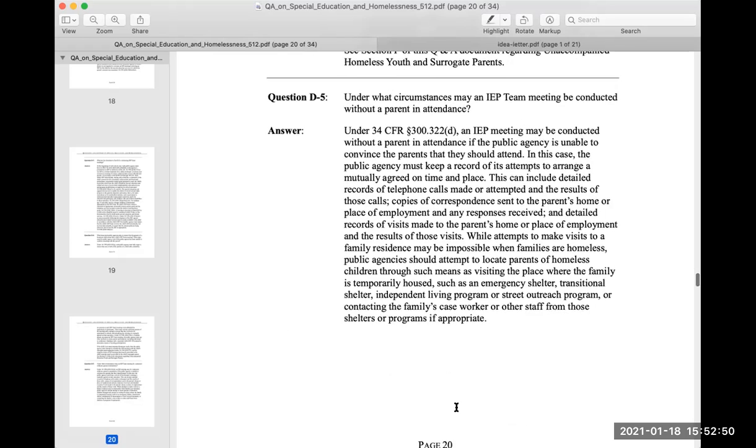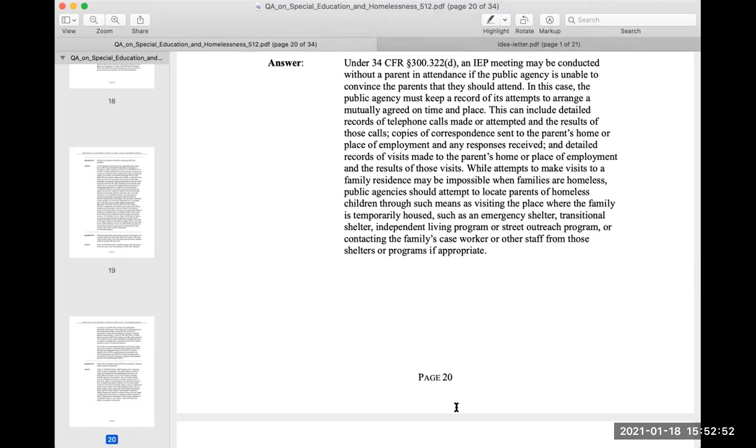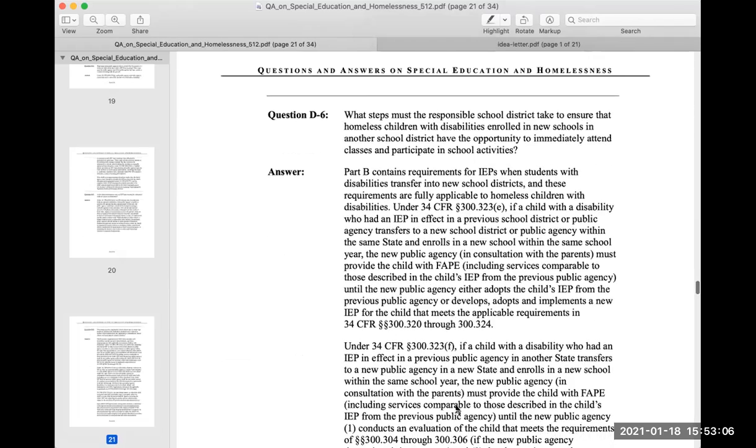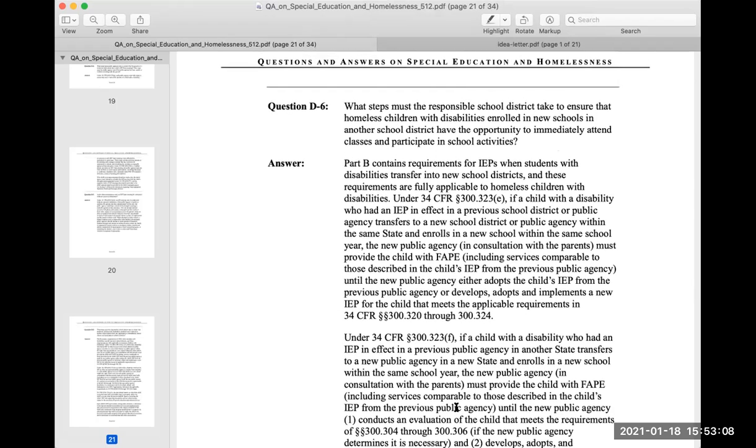Under 34 CFR paragraph 300.322(c), if neither parent can attend an IEP team meeting, the public agency must use other methods to ensure parent participation, including individual or conference telephone calls, consistent with paragraph 300.328, related to alternative means of meeting participation.